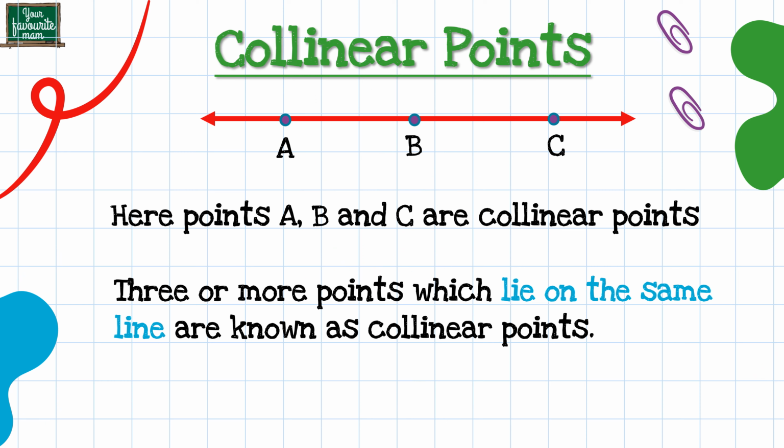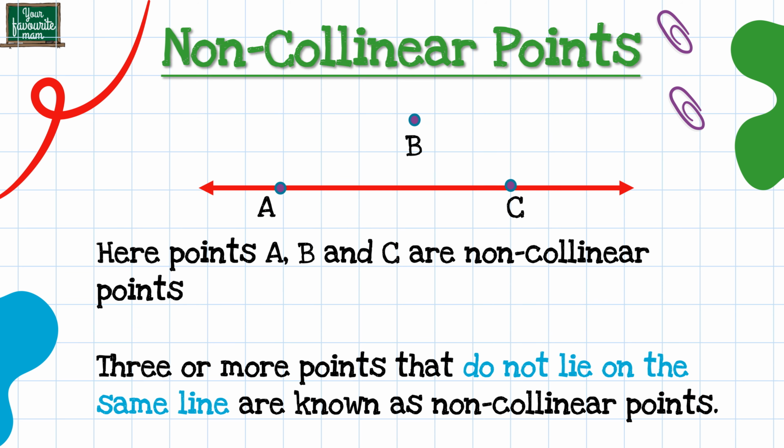Now let's talk about collinear points. For example, take this line. Here, points A, B, and C are called collinear points. So 3 or more points which lie on the same line are known as collinear points. And 3 or more points that do not lie on the same line are known as non-collinear points. So for example, on this line, points A and C are on the line, but the point B is not on the line. So these are called non-collinear points.